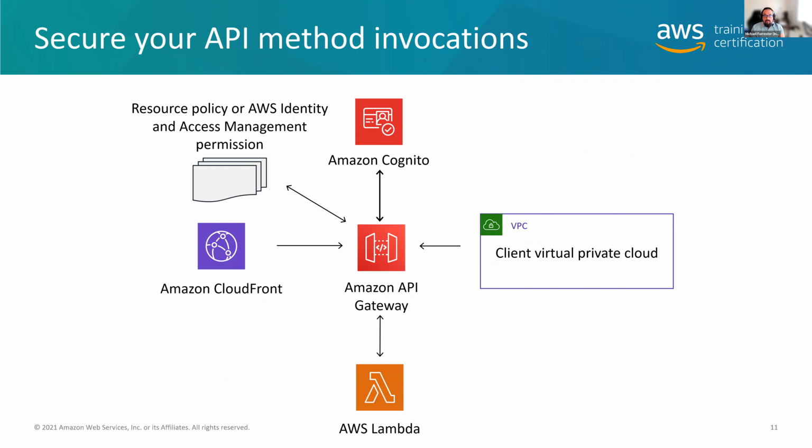You can secure it, right? So you can create a private endpoint. You can integrate with things like Cognito or Lambda authorizers. You could use CloudFront as a security layer to protect against attack. You could create a resource policy that you can attach to an API to basically control who can access the API.